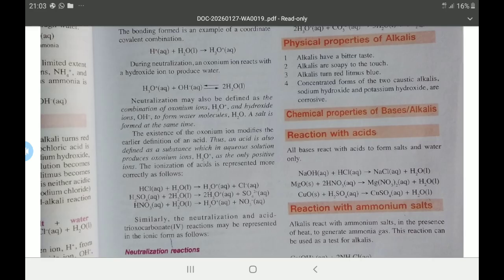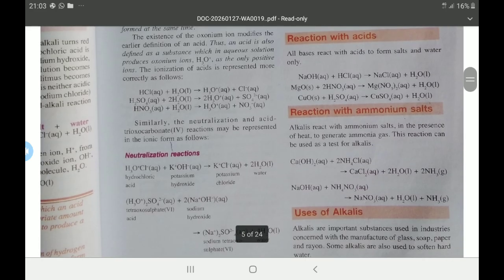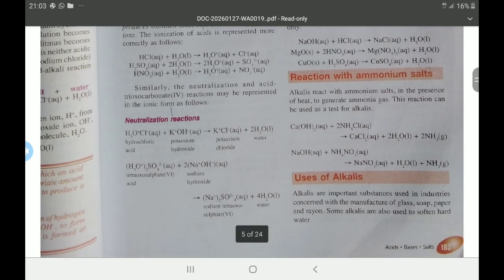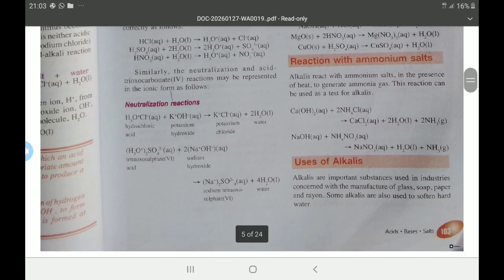Similarly, the neutralization and acid trioxocarbonate IV reaction may be represented in the ionic form as follows. So you can see the ionic form that we have here: hydrochloric acid plus potassium hydroxide equals potassium chloride and water. When we have tetraoxosulfate VI acid plus sodium hydroxide, it will give us sodium tetraoxosulfate VI and water.